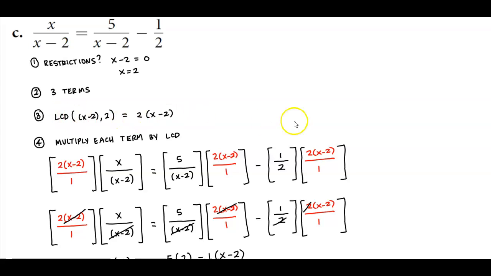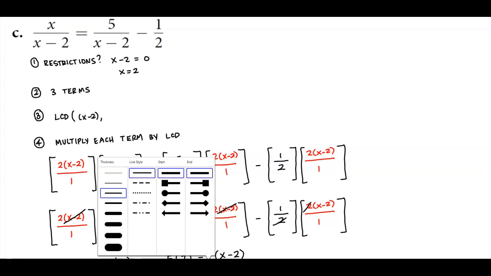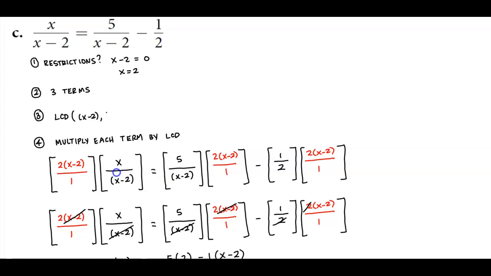Then we have to determine the LCD. So the LCD, we have one denominator which is x minus 2, another denominator which is x minus 2, and then we also have a denominator which is 2. And since we have 1 in common, which is x minus 2, we have only one x minus 2 in the LCD, and then we have 2 times that, which is 2 times x minus 2.